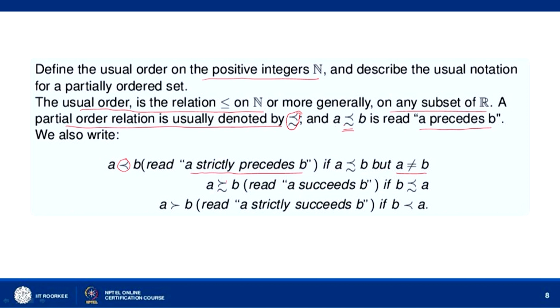Now, if we have this symbol, this means that A succeeds B if B precedes A. You can see this symbol means precedes. So, if B precedes A, then A succeeds B. Now, if this symbol is there, we say that A strictly succeeds B, if B strictly precedes A. So, we shall make use of these symbols on a partially ordered set.